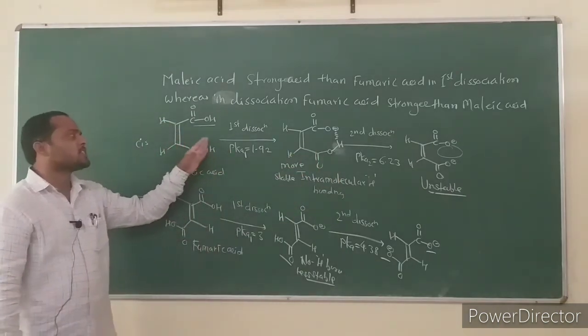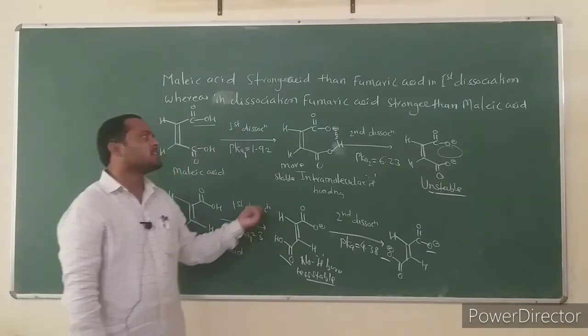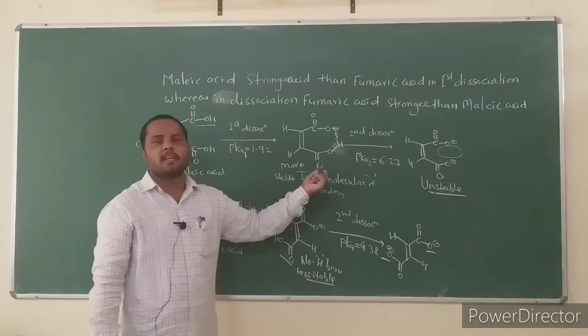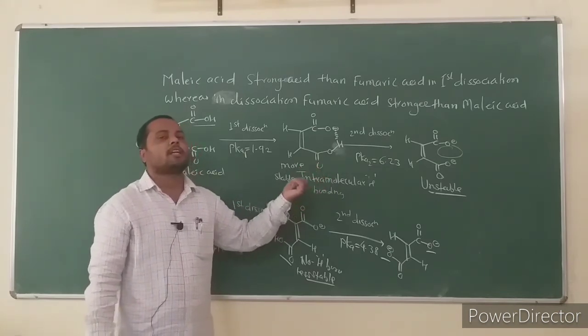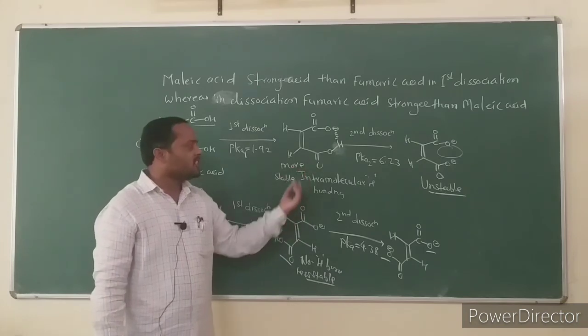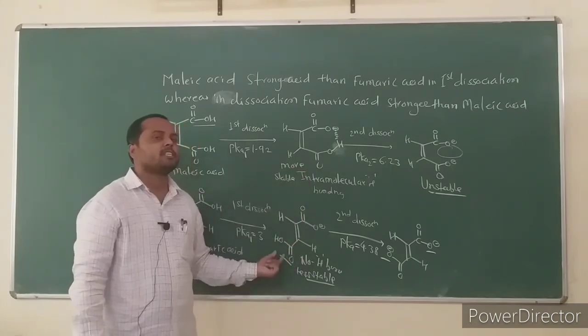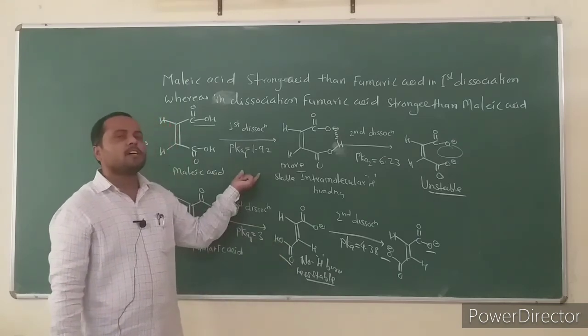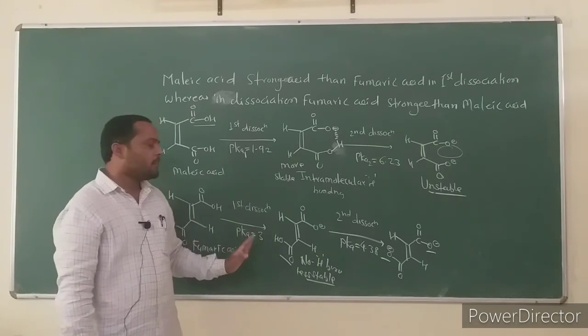In first dissociation, malic acid will be stronger than fumaric acid because the conjugate base of malic acid is well stabilized by intramolecular hydrogen bonding, and such intramolecular hydrogen bonding is absent in fumaric acid. Due to this reason, in first dissociation, malic acid is stronger than fumaric acid.